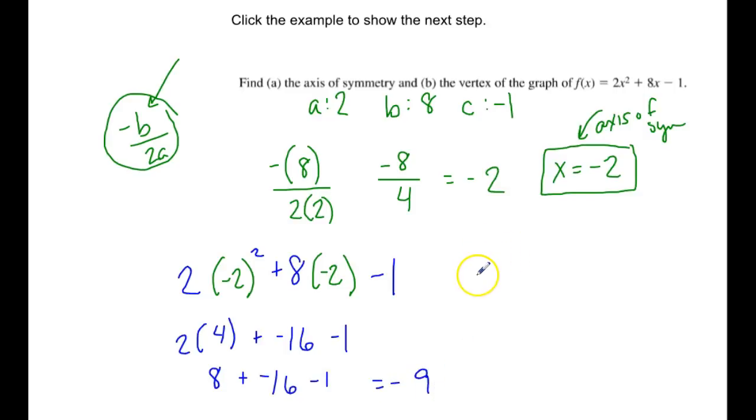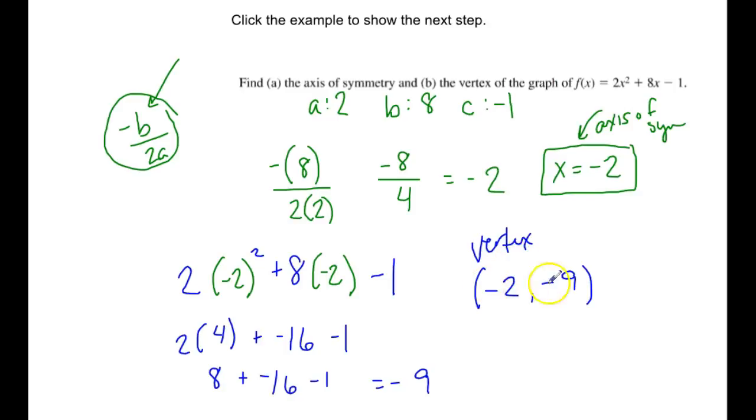So now I can write my vertex. My vertex, which is the point where the graph changes direction, is going to be that x value, which was negative 2, and then the y value, which was negative 9. A couple other things I know about this graph is this a value is positive, so I know it's going to open up.